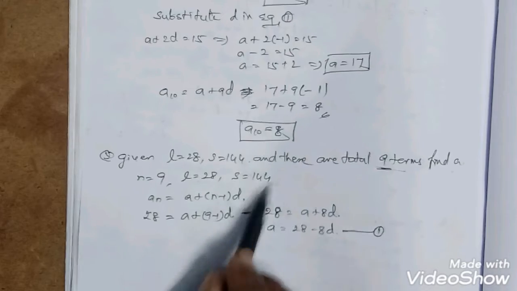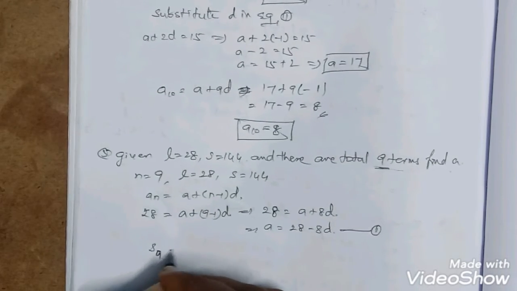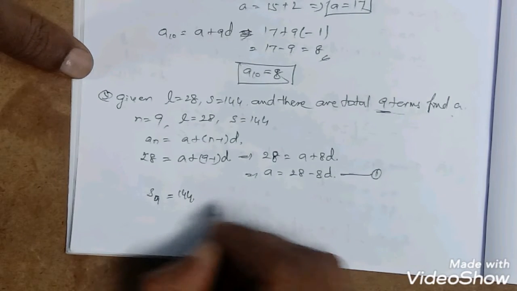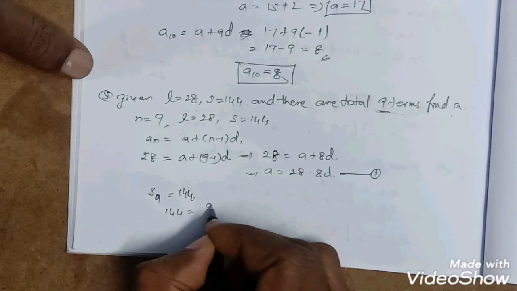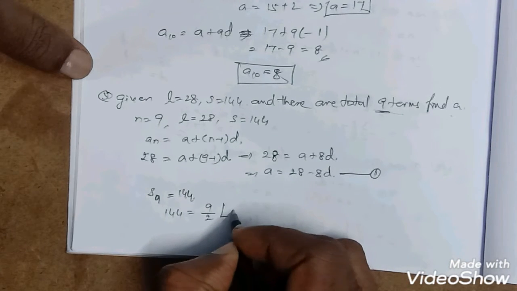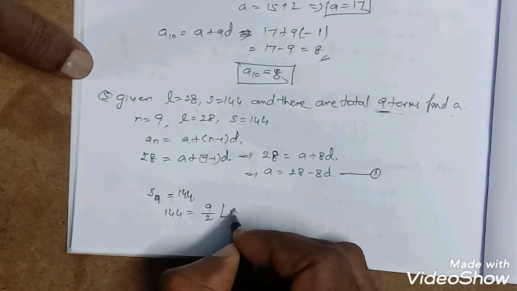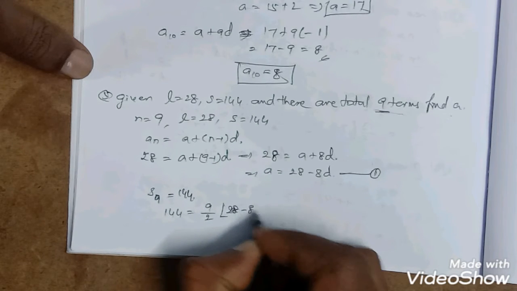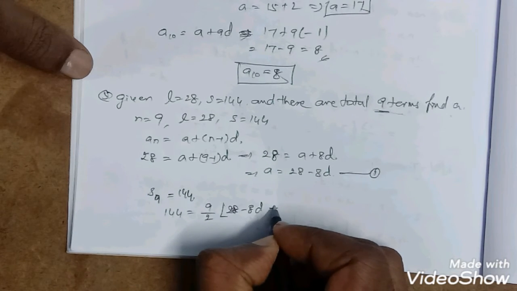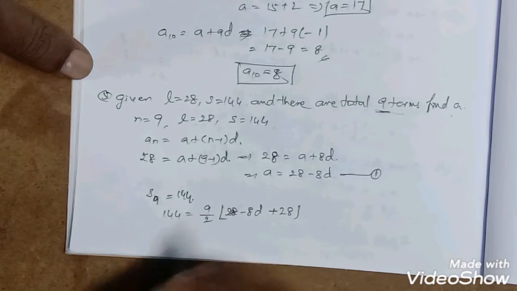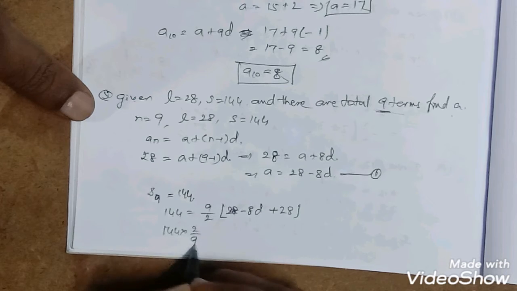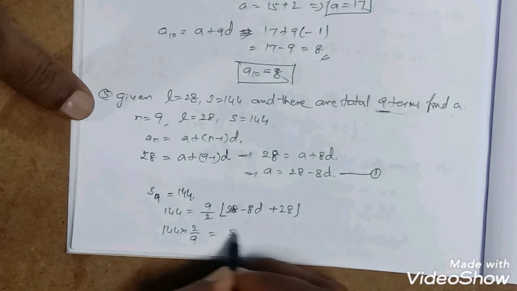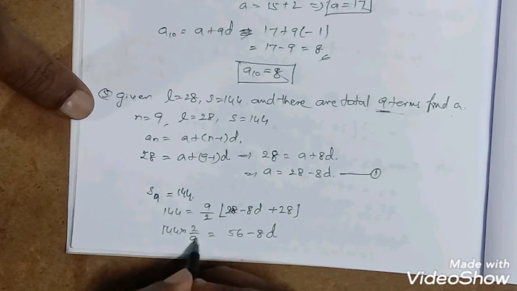Here sum of 9 terms. So S9 is equal to 144 they have given. So S9 we can write as per your formula as 144 is equal to 9 by 2 into a value is 28 minus 8d plus L is nothing but 28. Now cross multiply, so you'll get 144 into 2 by 9 is equal to 28 plus 28 is 56 minus 8d.